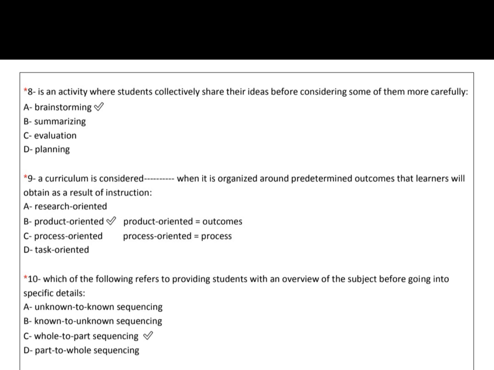A. Research-oriented. B. Product-oriented. Product-oriented equals outcomes. C. Process-oriented. Process-oriented equals process. D. Task-oriented.